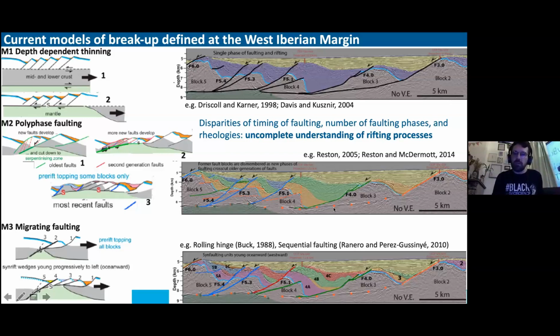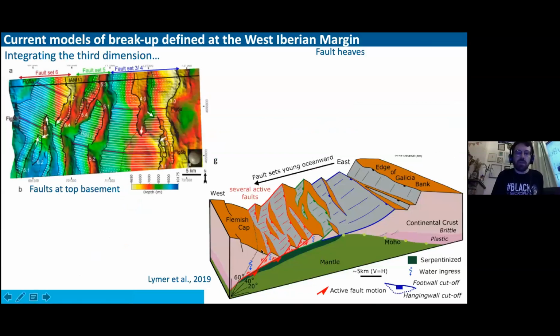But given those disparities, I think it shows that we have a partial understanding of the mechanisms of faulting that happens at those margins. Using the Galicia 3D volume, I published a paper in 2019 with collaborators at the University of Birmingham and elsewhere, in which we integrated the third dimension in the fault development analysis. I show the analysis here at the level of the top basement within the 3D volume, and you can see that also in this 3D diagram here.